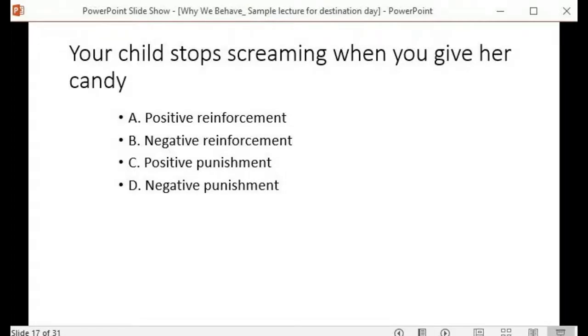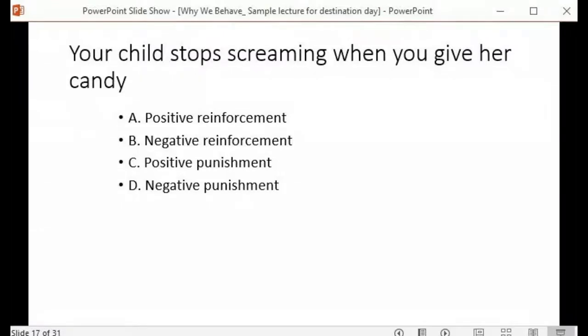The parent is also getting reinforced in the situation. And what kind of reinforcement? I'm getting one B, A, I hear a positive. Remember, the kid is screaming, scream, scream, scream. Give the candy, the screaming stops. The screaming stops. So what is going on here?